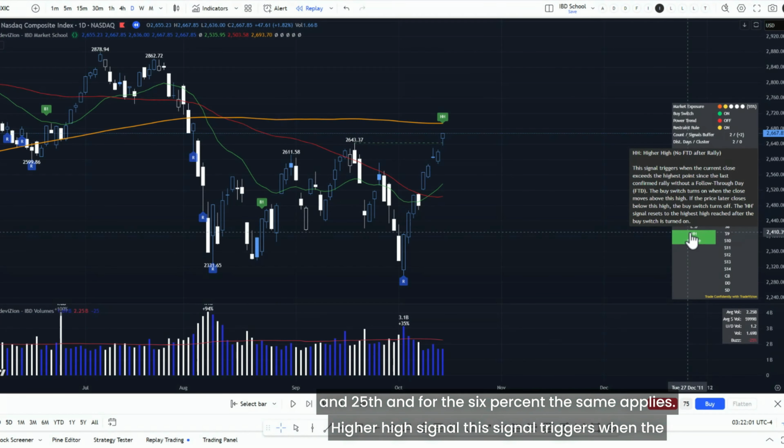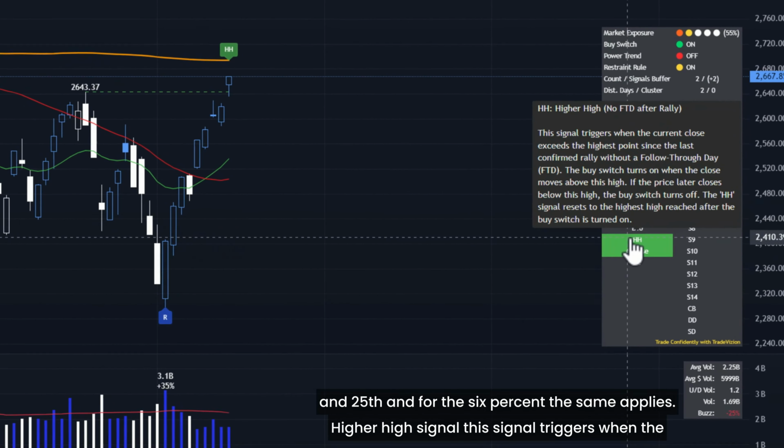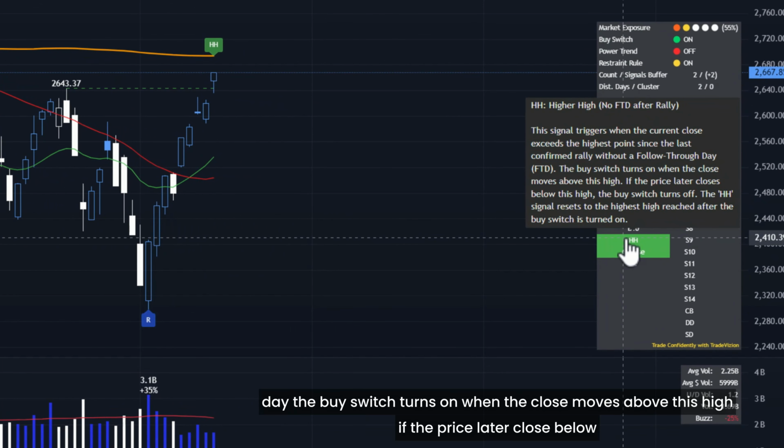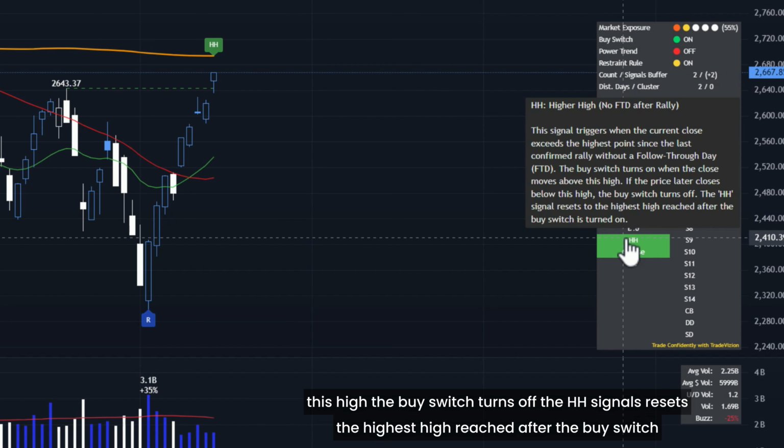Higher high signal. This signal triggers when the current close exceeds the highest point since the last confirmed rally without a follow-through day. The buy switch turns on when the close moves above this high. If the price later closes below this high, the buy switch turns off. The H8 signal resets the highest high reached after the buy switch is turned on.